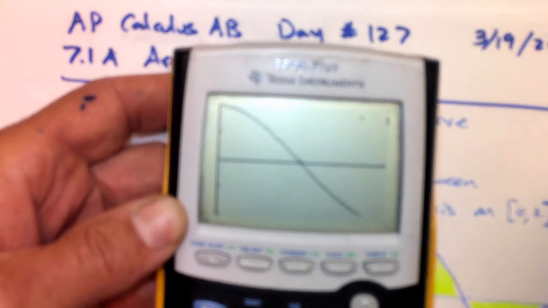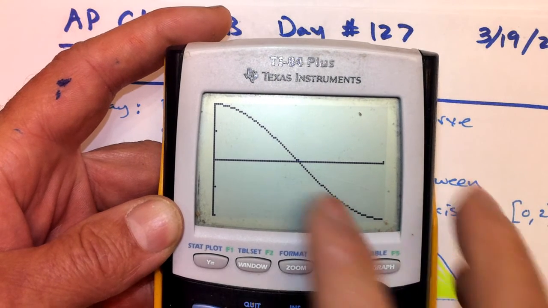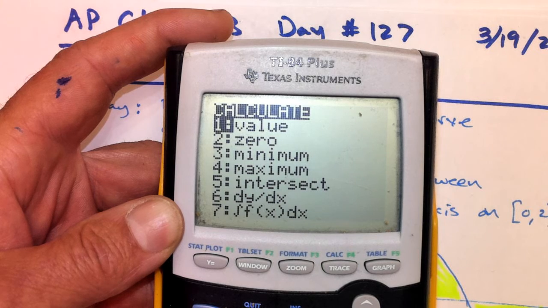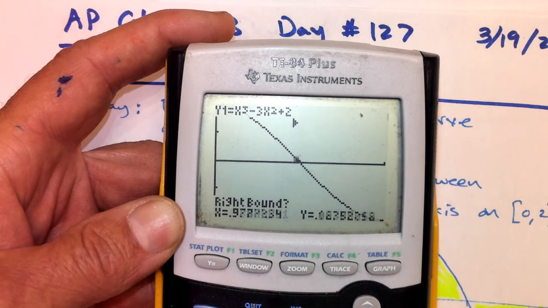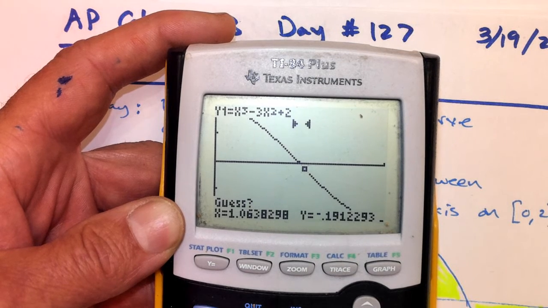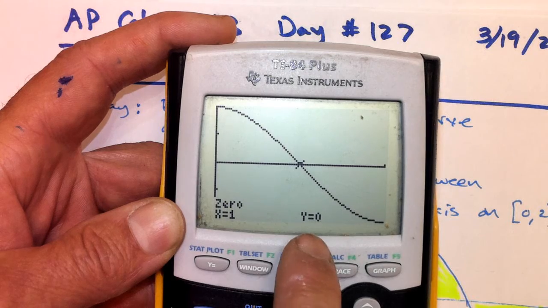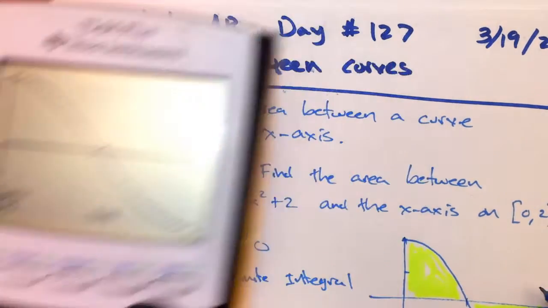regraph that. I better do this. I'm going to calculate 0, 2, and then I'm going to go left bound, enter, right bound, enter. So I'm looking in that little area, guess, enter, and it tells me that y equals 0 when x is 1. So that is definitely 1. So that's going to be the breaking point.